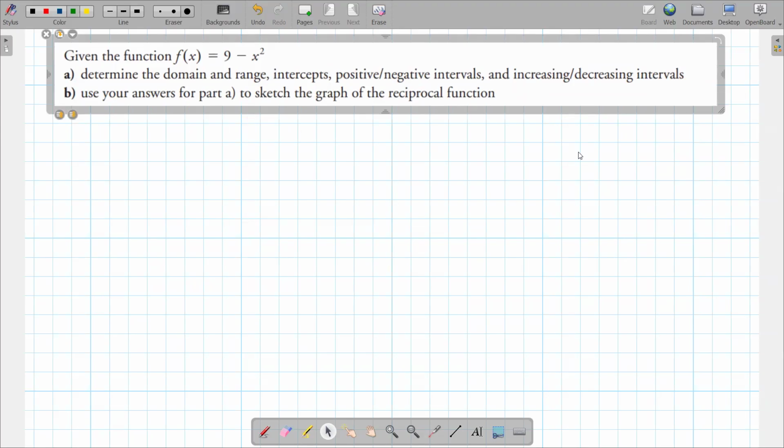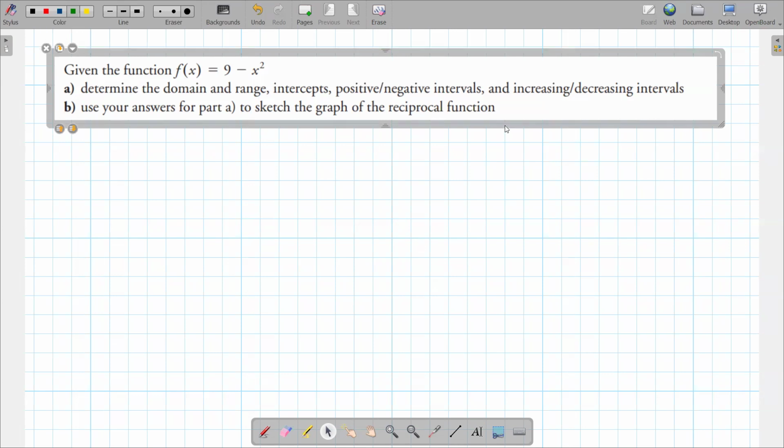Quadratic. How do we graph this? Is this a difficult function to graph? How would you go about graphing this? It's a simple quadratic. We factor it? I don't think we even need to factor it.